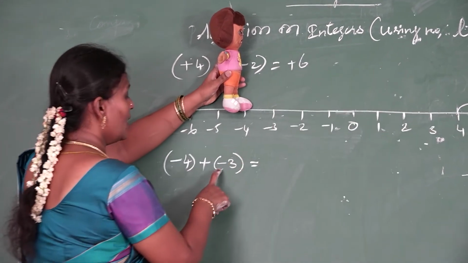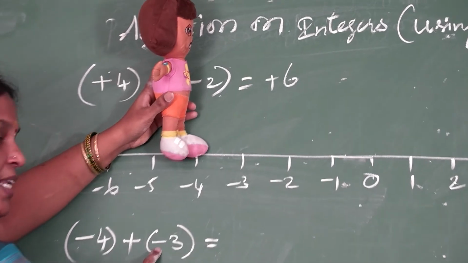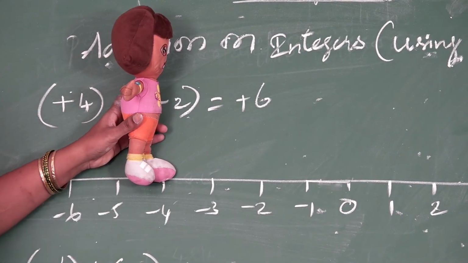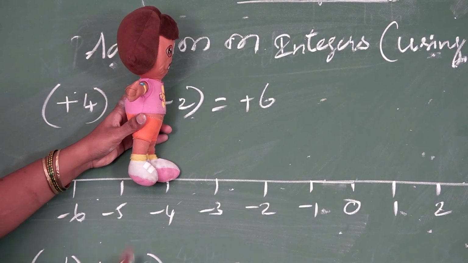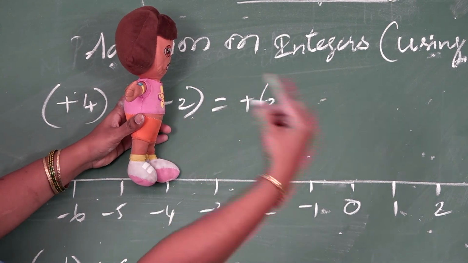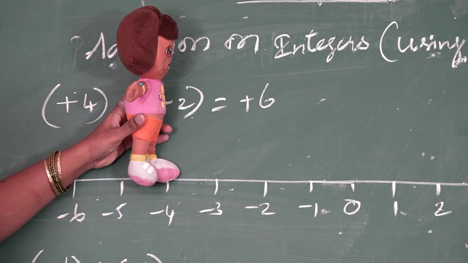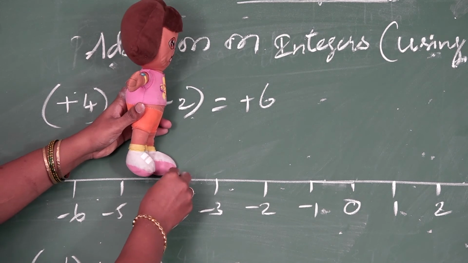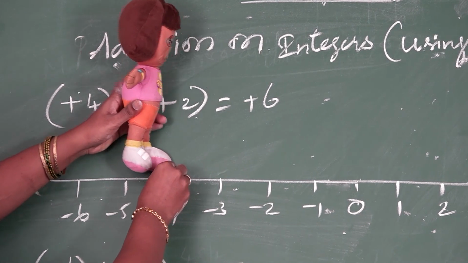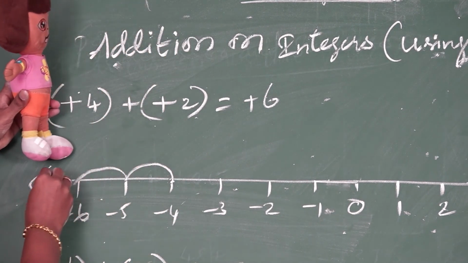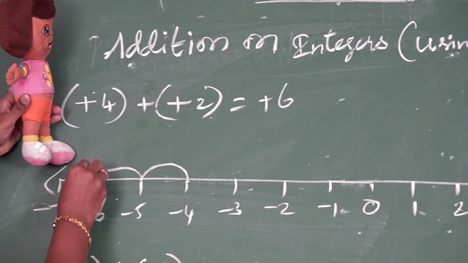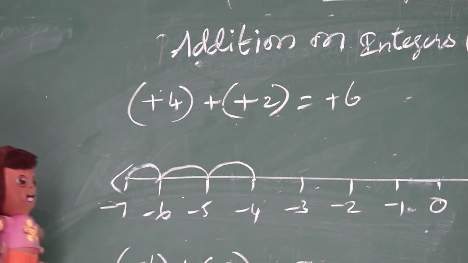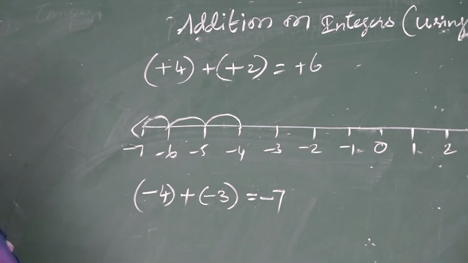Then here the next integer is minus 3. So you move 3 steps backward because this is a minus. Plus comes means move forward. Minus comes means move backward, 3 steps. So from minus 4, 1, 2, here one more is minus 7. So 3 steps means the answer is minus 7. Do you understand, children? So what is the answer?